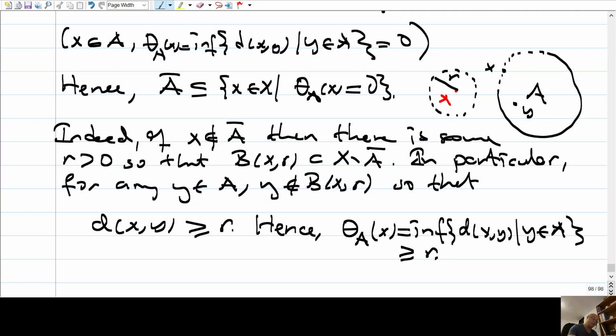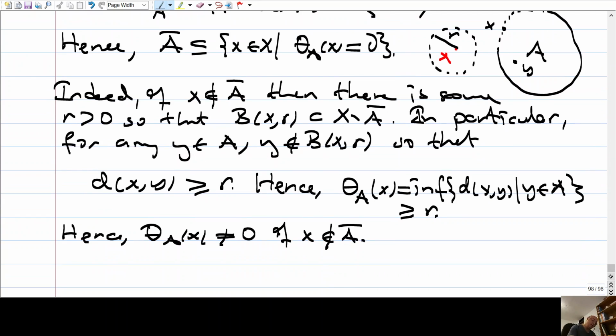Okay, and r is a positive number. Hence theta_A(x) cannot be 0 if x is not in the closure of A. So this means, if a point is in the closure, then the function becomes 0. If it is not in the closure, then the function is not 0. Actually, it is positive.